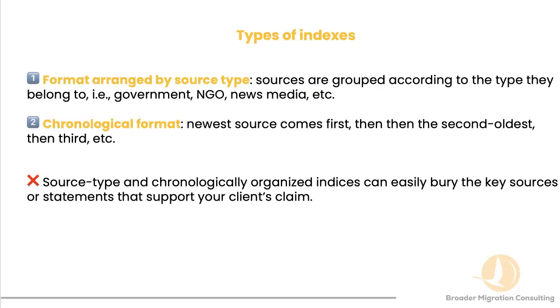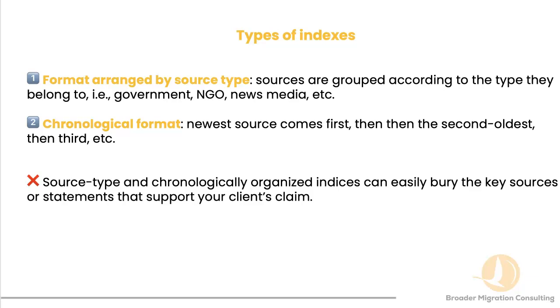So here you see 2 kinds of index formats, which I've seen a number of attorneys use. The first is the format arranged by source type, where sources are grouped according to the type they belong to. So all government publications will go under a tab that says government reports, and then all NGO reports will go under NGOs, and so on.